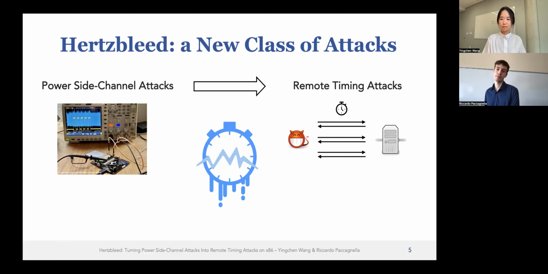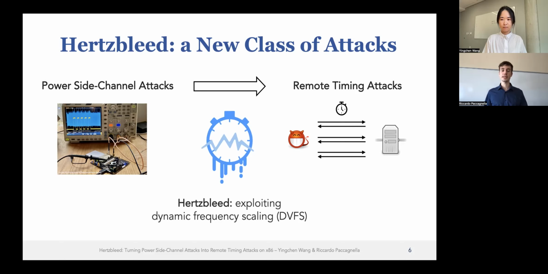This way, Hertzbleed makes those changes that up until today were only detectable with power side-channel attacks detectable even with remote timing. And as we will see, this has real implications to security because it can be, for example, used to leak cryptographic keys via remote timing, even from cryptographic implementations that follow constant time programming. The mechanism that enables this new class of attacks is dynamic frequency scaling, also called DVFS.